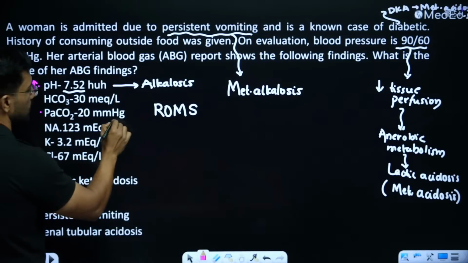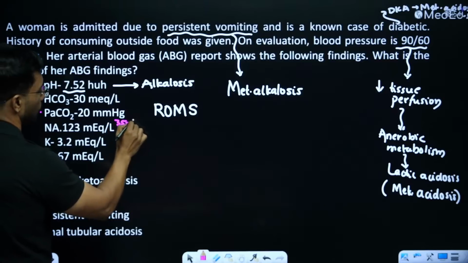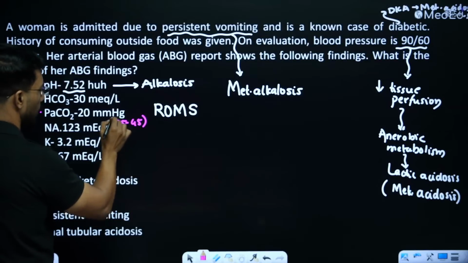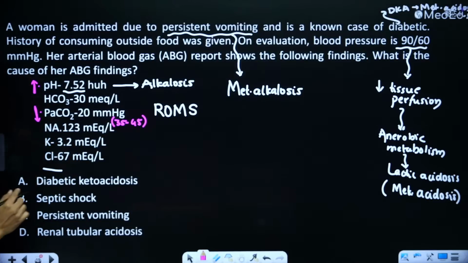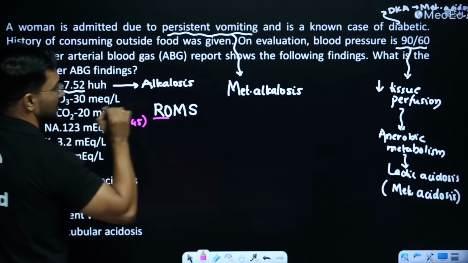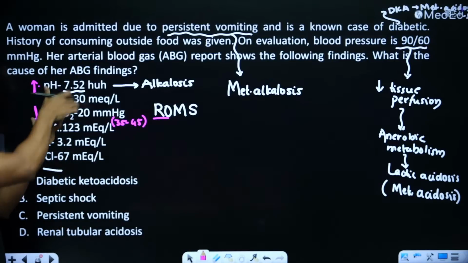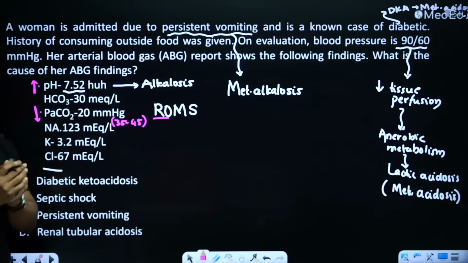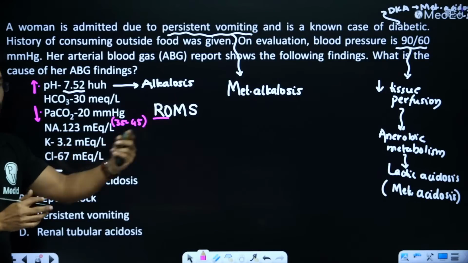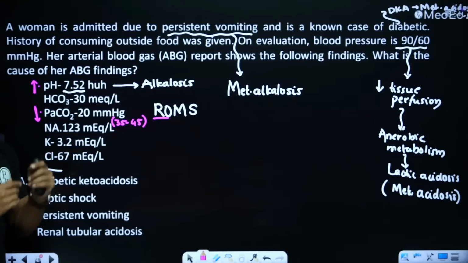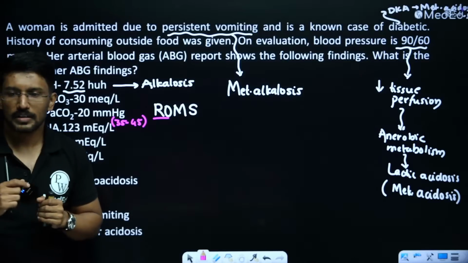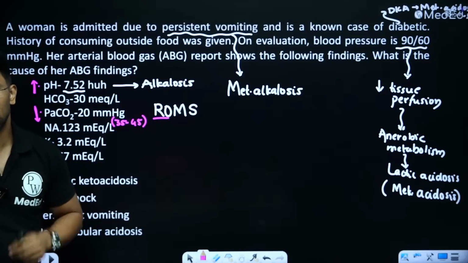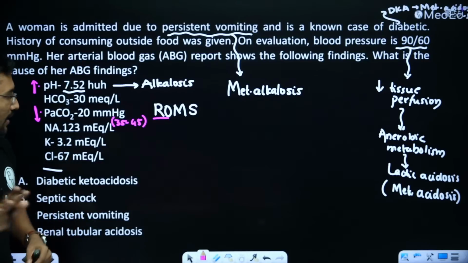Normal PaCO2 is 35 to 45 millimeters of mercury. This is here decreased. So they are in the opposite direction. That means we are dealing with respiratory. Respiratory parameters, pH and PaCO2 go in opposite direction. If it is a metabolic abnormality, pH and PaCO2 go in the same direction. Respiratory acidosis, okay, I'll come to that.